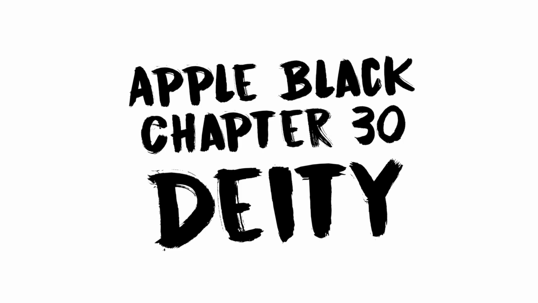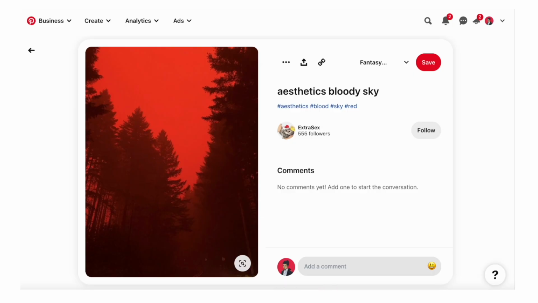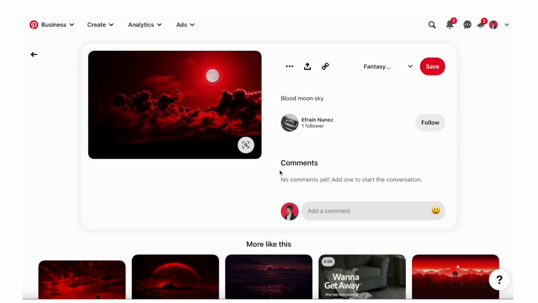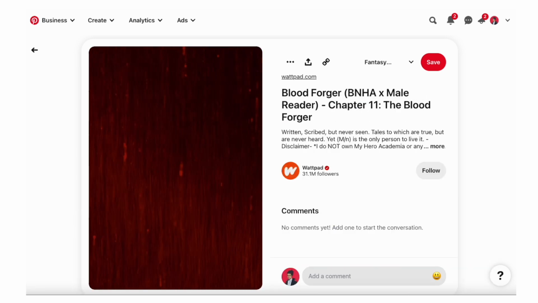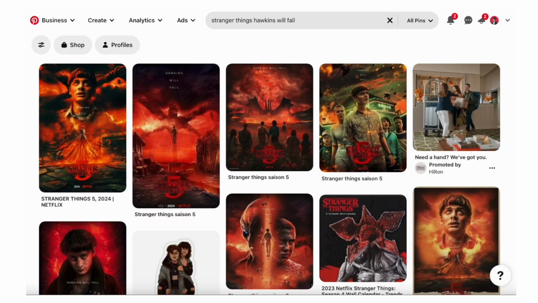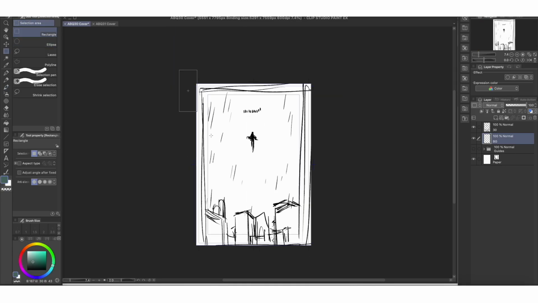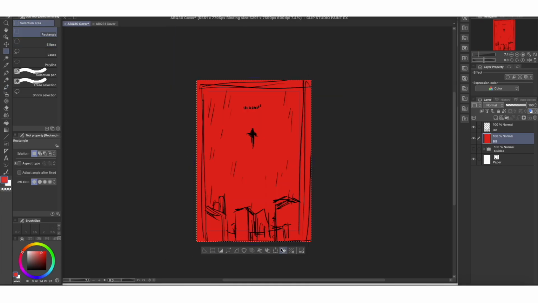Chapter 30, Deity. Clearly you can see me on Pinterest kind of looking for inspiration. I wanted to have something where the character is kind of floating in the sky behind the moon, everything really red. Also a decision that ties in from a narrative standpoint in this chapter.